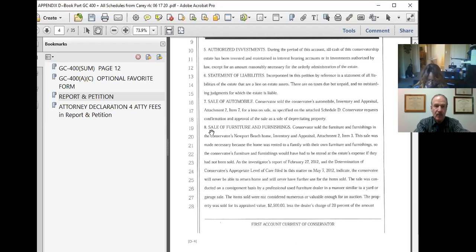No, you're stating up front that you sold it either separately from the house sale or as part of the house sale. So basically you're saying you sold the furniture that was at the Newport Beach home. The inventory and appraisal listed it as this item. And then why you sold it? Well, because it was rented, or they didn't need it or didn't want it, and the house the conservatee is in is fully furnished, so you don't need it anymore. Then you will state the items were sold. The property, and this is important, was appraised by the appraiser. Remember, they're the ones that give value to non-cash assets.